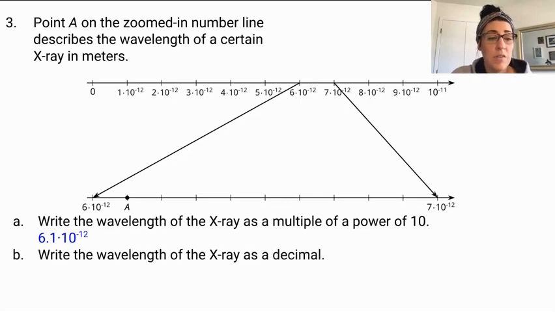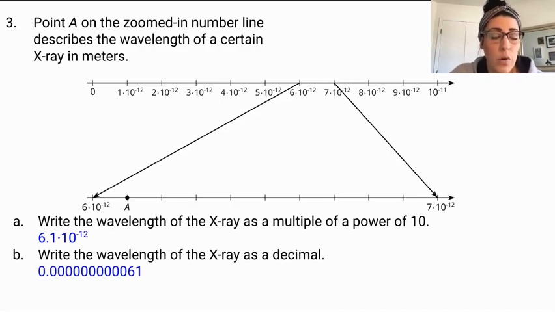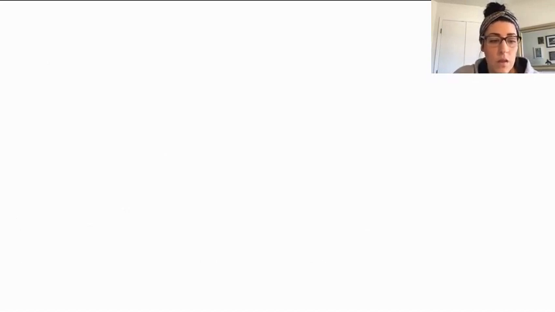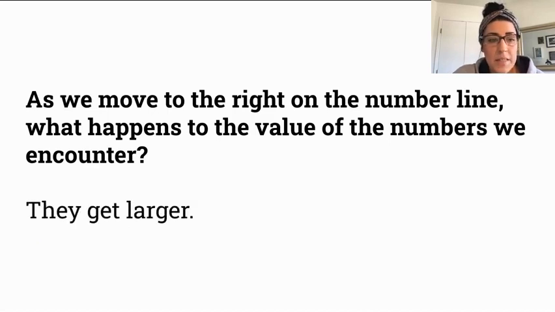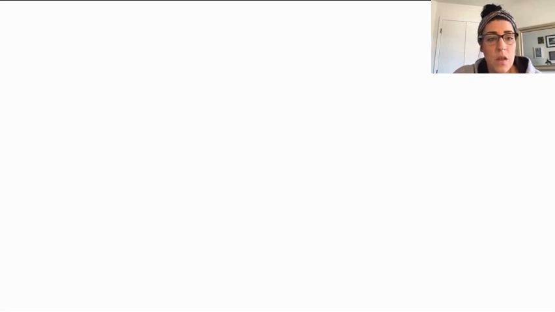Part B says to then write that as a decimal, and this is what it would look like as a decimal. So again, you're multiplying 6.1 times 1 over 10 12 times, and that's how you're coming up with that decimal value. As we move to the right on the number line, what happens to the value of the numbers we encounter? They actually get larger. So just keep that in mind as we continue to apply some of this in the upcoming videos that you'll see.